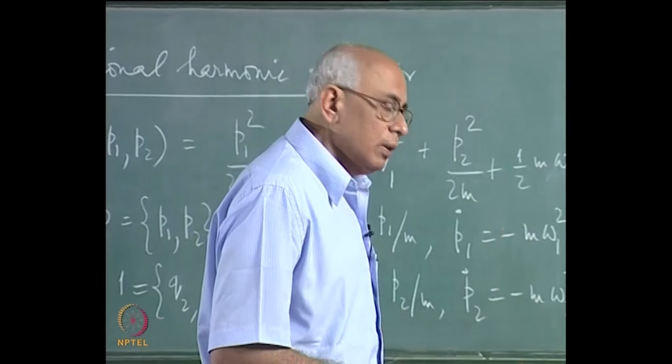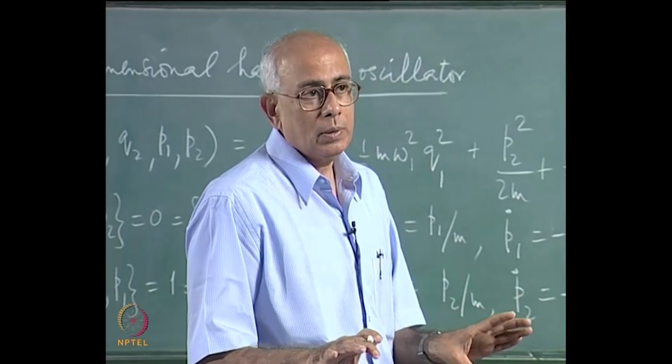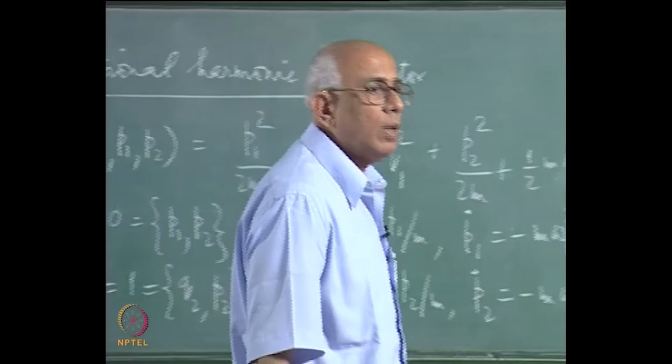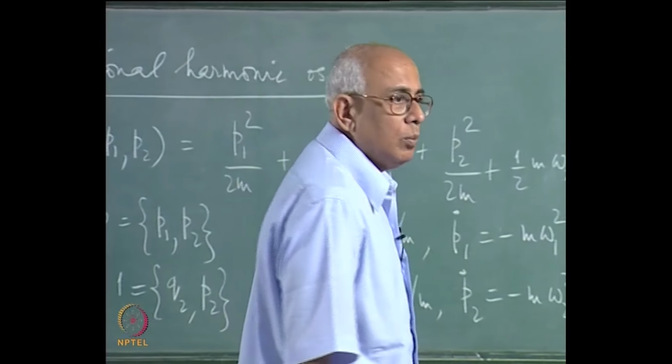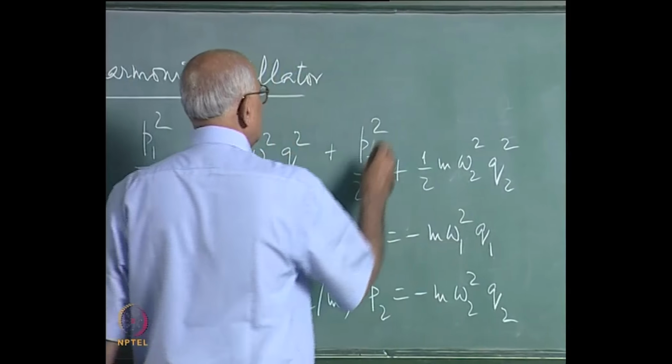Such motion, where the actual motion is made up of two or more mutually incommensurate time periods, is called quasi-periodic, and the motion in general is quasi-periodic in this case. So let me write this down.